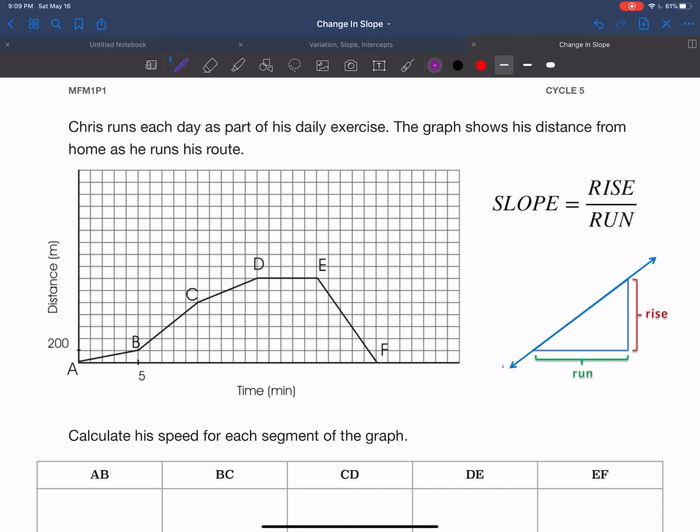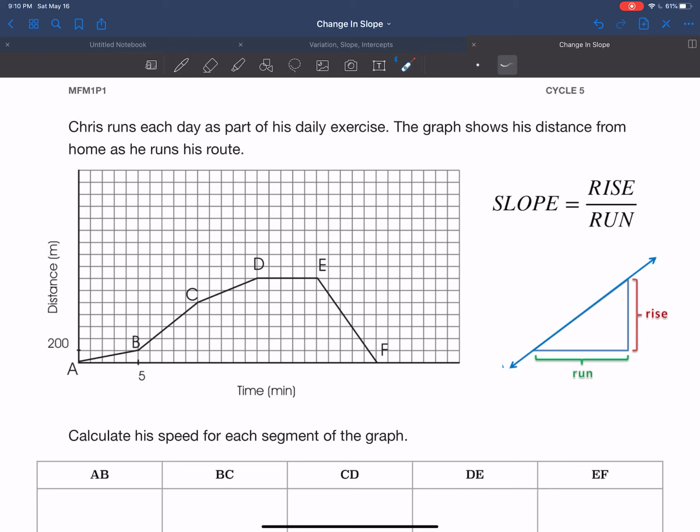So let's look at Chris here. Chris runs each day as part of his daily exercise, and we have a graph here of what he did. So again, this is distance and time. You might be wondering why it comes back down. Well, this is distance. Let's say it's distance away from his house. So his house is at 0. He goes away from his house and then comes back home. His house is everywhere along this line because that would be distance of 0. But it keeps going this way because time increases. So as time goes on, he's going away from his house and then comes back to his house.